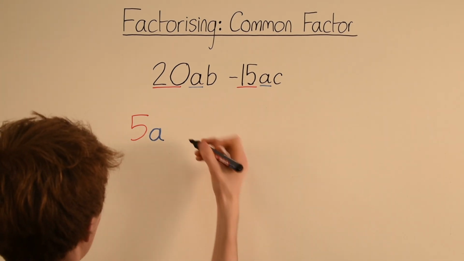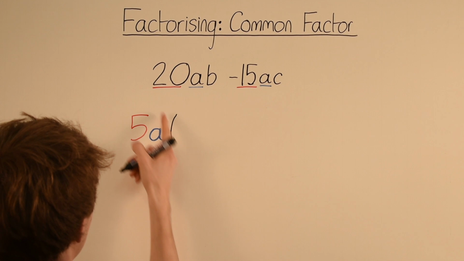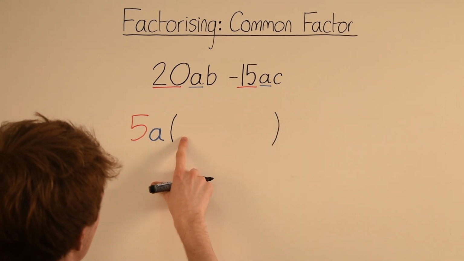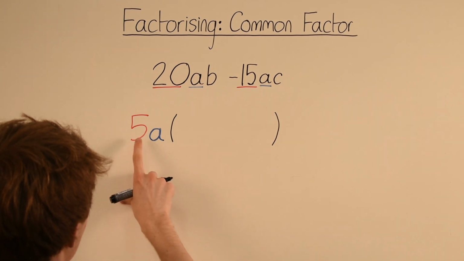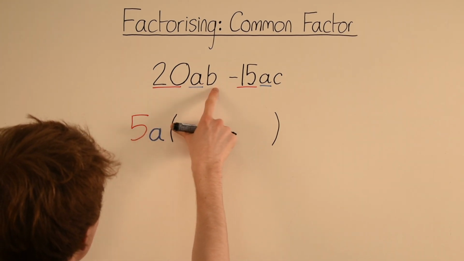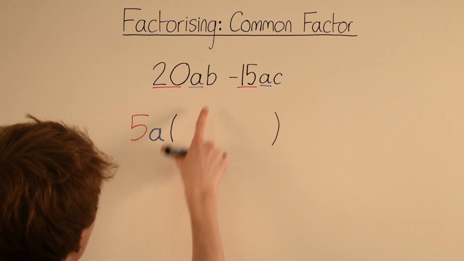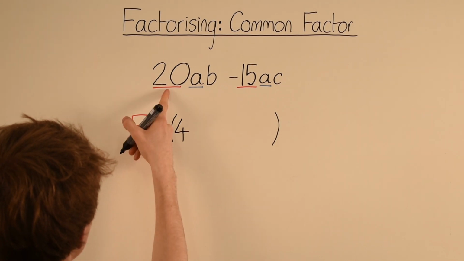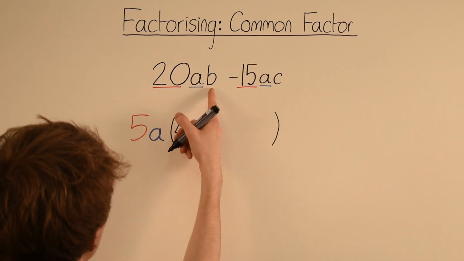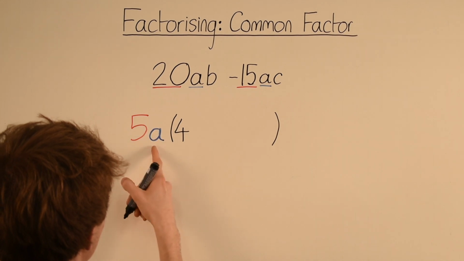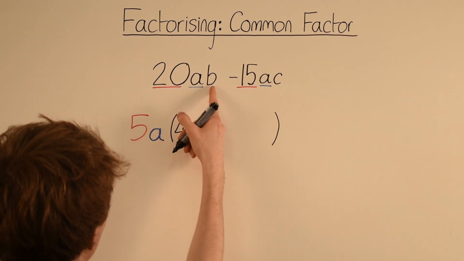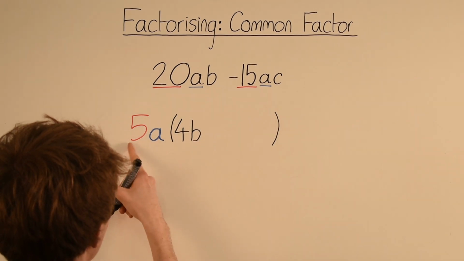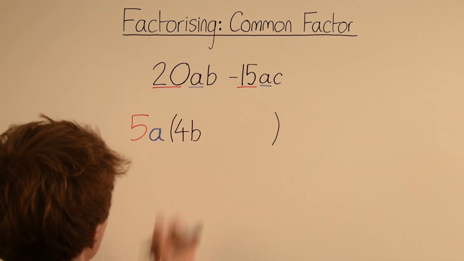So now we're ready to open our brackets. We've got all our common factors outside the brackets. So now let's look at the inside of these brackets. We want something that multiplies by 5a to give 20ab. Well, let's think about the numbers. 5 multiplies by 4 to give 20. But we want 20ab. Well, we've already got an a here, but we actually need a b as well. So we're going to need to put a b here. So that 4b times 5a is 20ab.